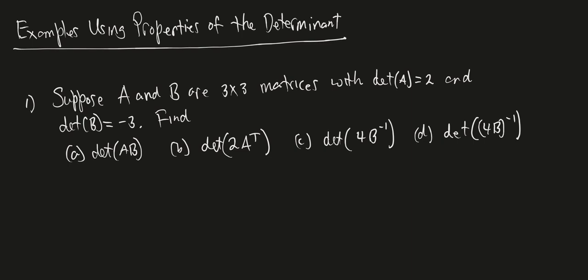So we're told that A and B are 3 by 3 matrices, and that the determinant of A is 2 and the determinant of B is -3, and we have four other determinants that we have to compute.